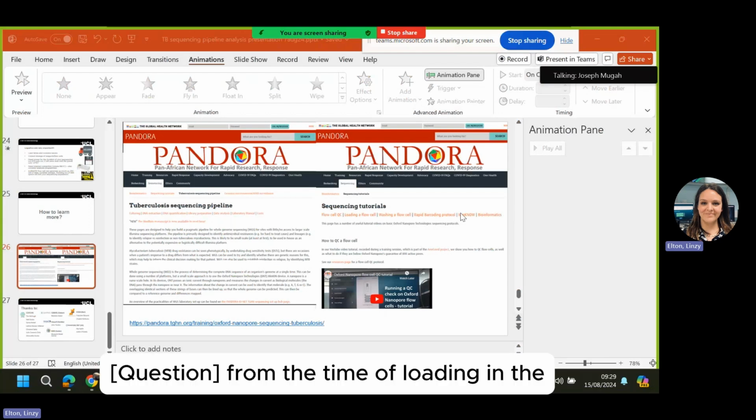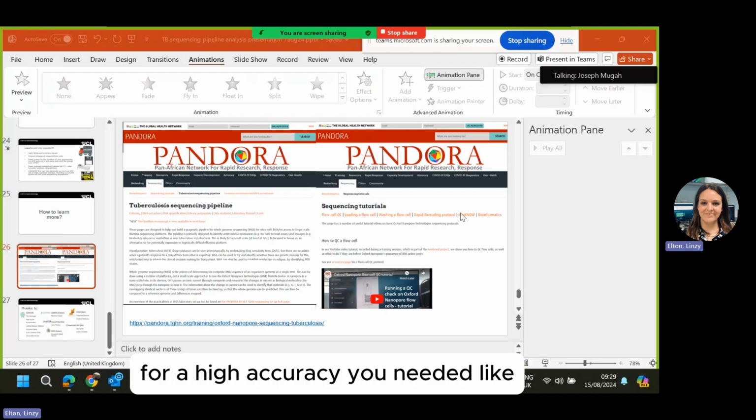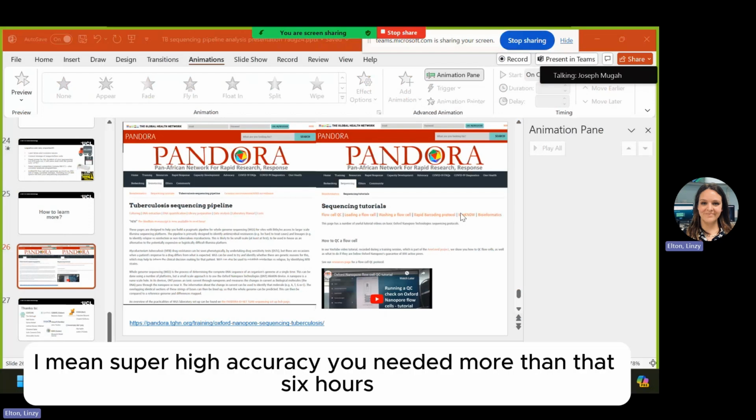From the time of loading in the flow cell. Yeah. You said that for high accuracy, you needed, for super accuracy, you needed more than 36 hours.